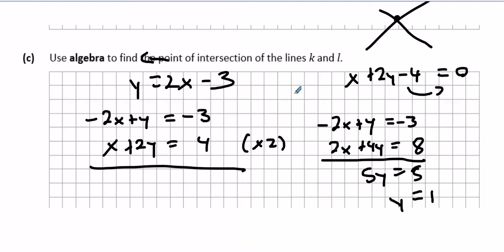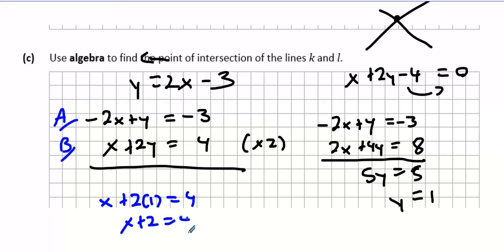Now if y equals 1, we can sub it into A or B to figure out what the x value is. So I'm going to choose B. x plus 2 times 1 equals 4. x plus 2 equals 4. x must equal 4 take away 2, which is 2. So this is the point (2, 1).